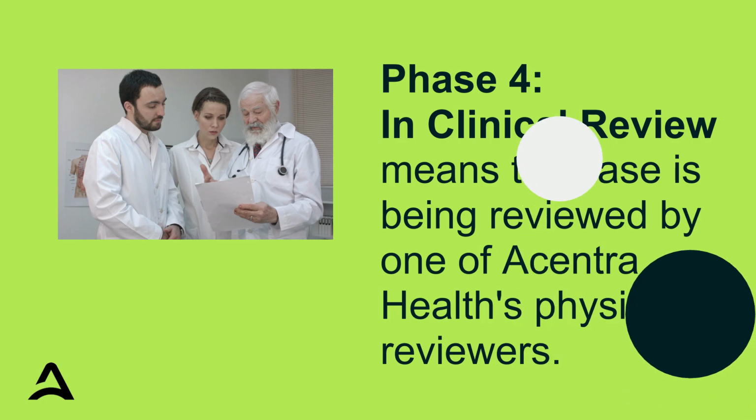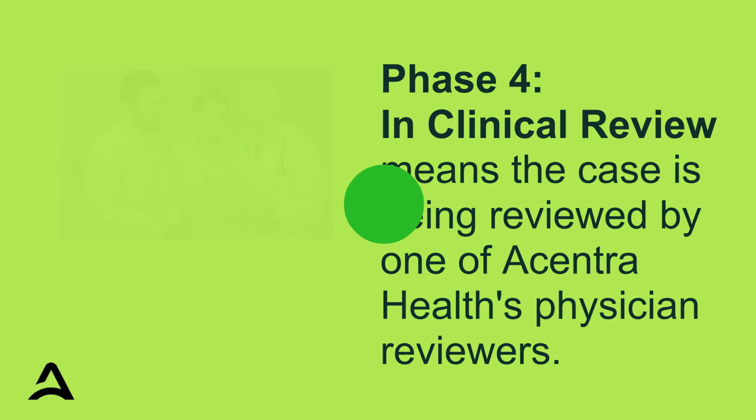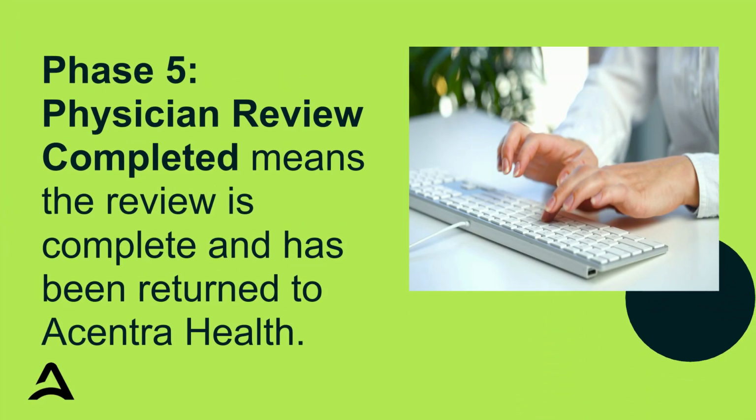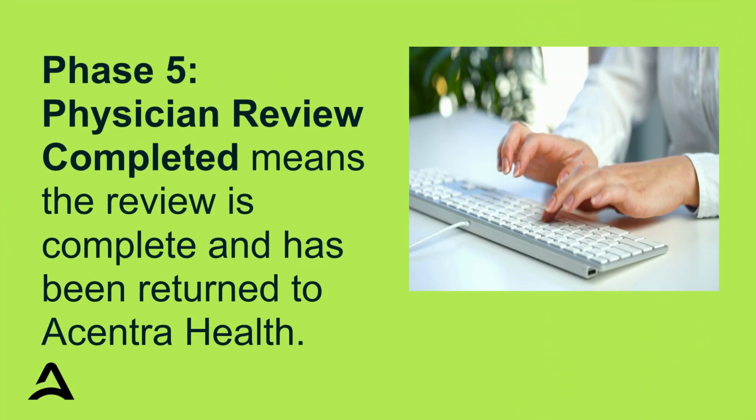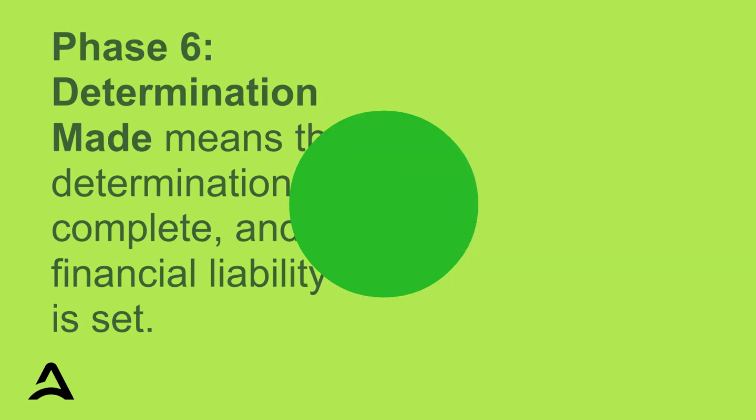Phase 4 means that the case is being reviewed by one of Acentra Health's physician reviewers. Phase 5 means that the physician reviewer has completed the review and has sent the case back to Acentra Health. Phase 6 means that Acentra Health has made the determination whether the patient's service should continue, and financial liability has been set if it is determined that the patient no longer needs services.